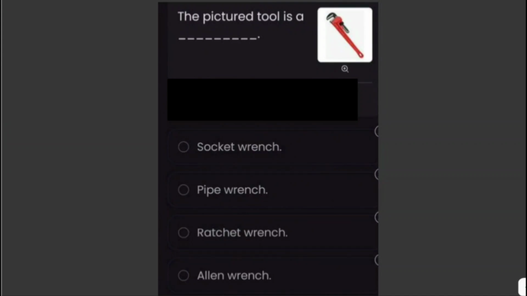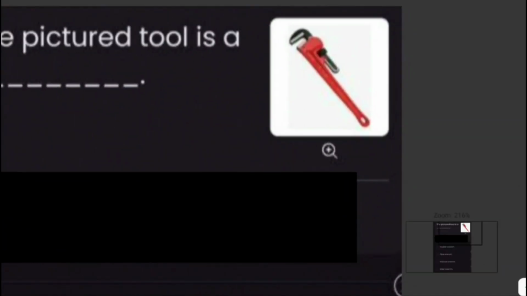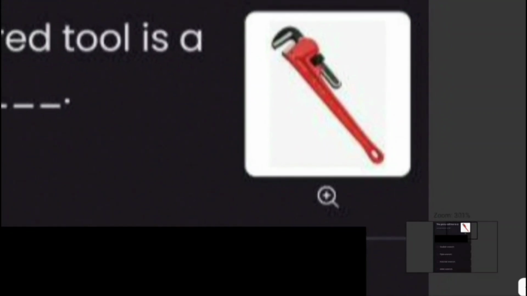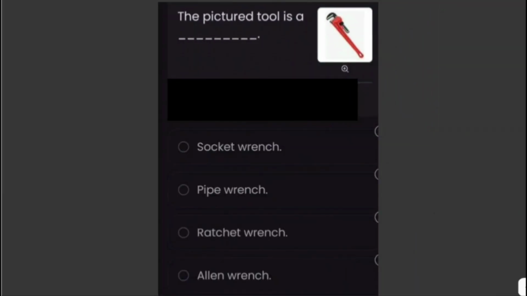The pictured tool is a blank, this one. Right. So the answer here is pipe wrench. So the one in the picture, given picture here is a pipe wrench. A pipe wrench is any of several types of wrench that are designed to turn threaded pipe and pipe fittings for assembly or tightening or disassembly or loosening.